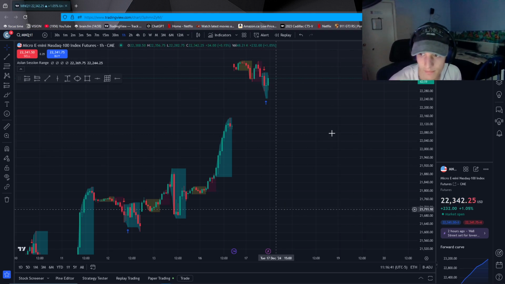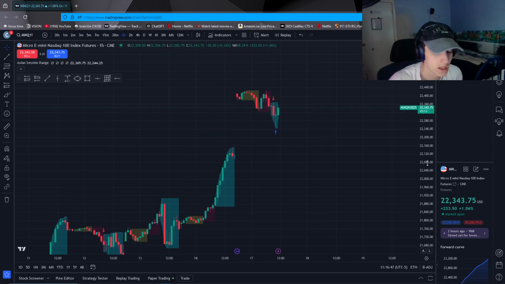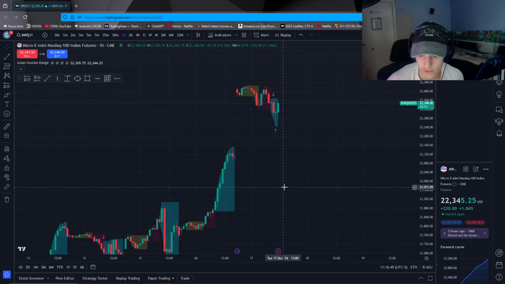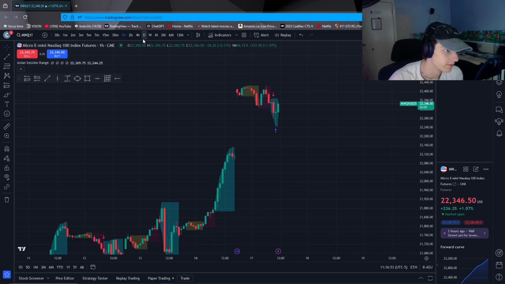So first of all, this website is TradingView. There's an app for it on iOS and Android. So yeah, that is what I use to trade. TradingView. That's it.